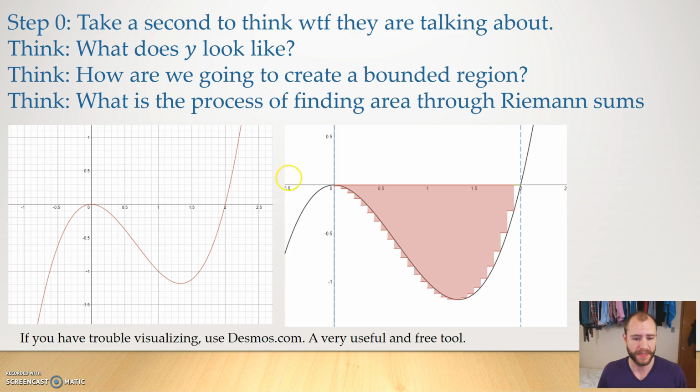Now, it's worth noting that when you take your Riemann sums, you're going to generate a negative answer because it's below the x-axis. But that's not what they're asking for. They're not saying integrate this function from 0 to 2. If they said integrate this function from 0 to 2, then you would compute this negative value. It'll give you a negative answer, and you would tell them the area is negative. That's not what they're asking.